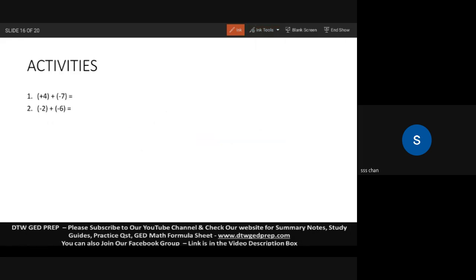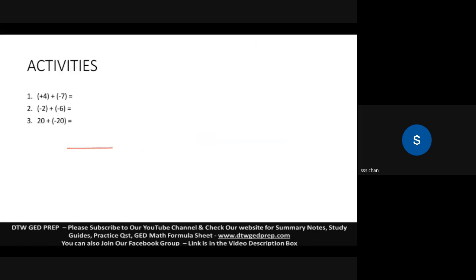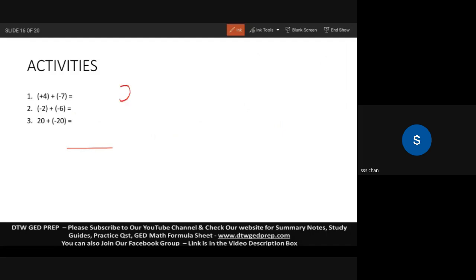Going further, you have 20 plus negative 20. You are adding a negative 20. This is the same thing as just subtracting 20, because plus minus is minus. So 20 minus 20 gives you 0.